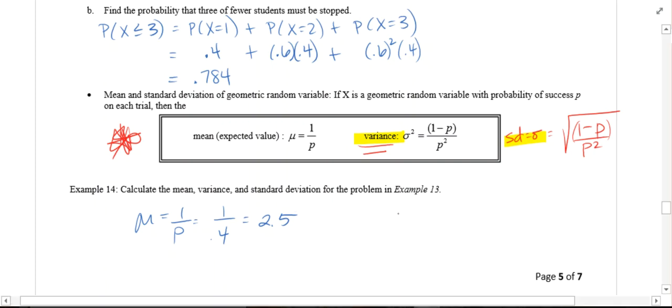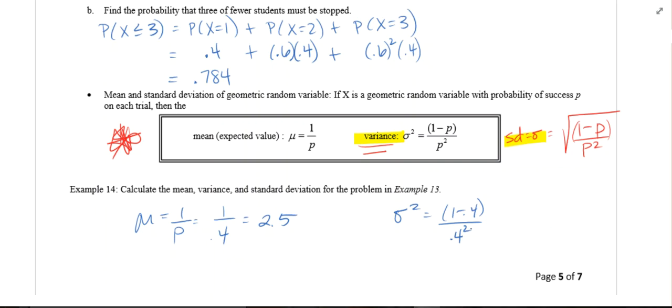Okay, the variance, follow this formula, is 1 minus P, so 1 minus 0.4, and then divide by P squared, so 0.4 squared. Okay, so 1 minus 0.4, we get 0.6 divided by 0.4 squared. Here's your calculator.